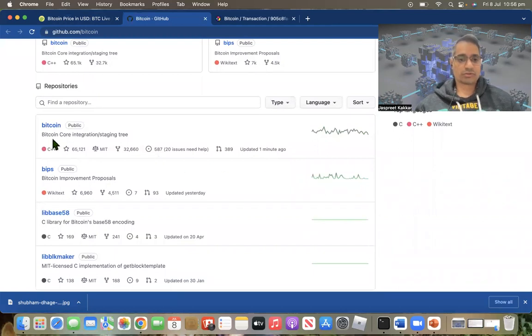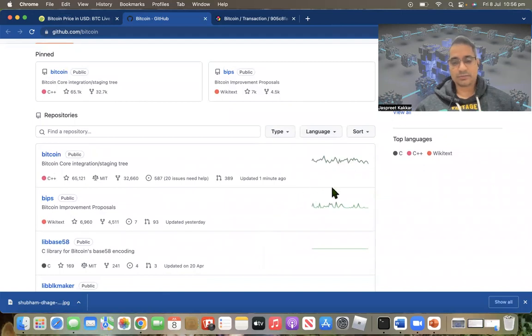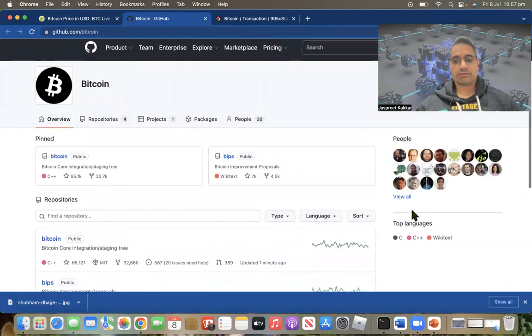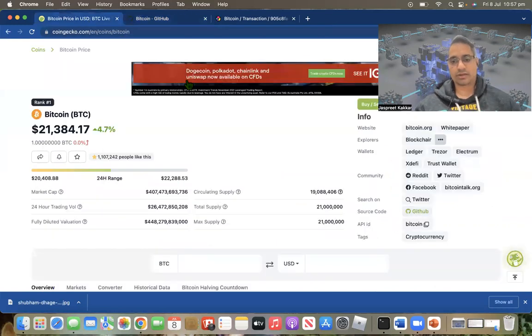So you can see Bitcoin's code on GitHub. It's active. There is a lot of activity happening here. If you see a flat line, that means there is no activity. For this particular library there hasn't been any activity, but for other repos there are some commits happening, some activity, some pull requests going on, which is a very good sign. So whenever you research any coin, you should look at its GitHub, at its code, and at what activity is happening there. If it is a flat line, that is not very good.